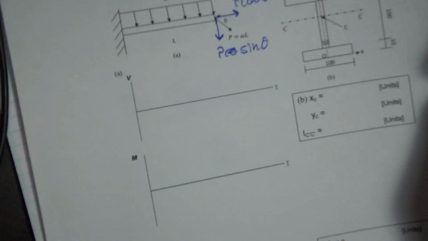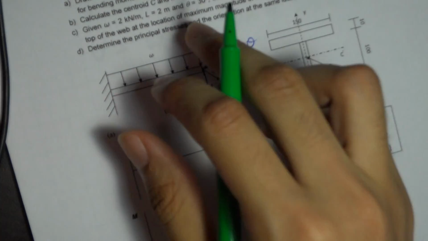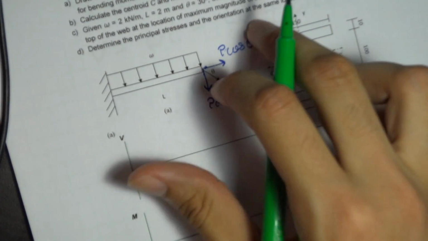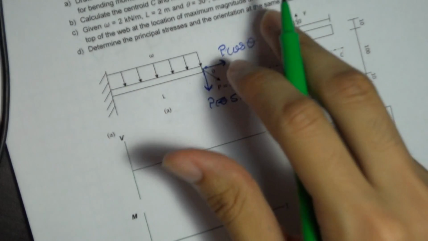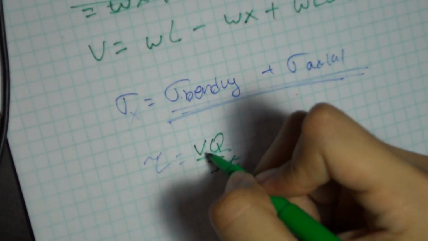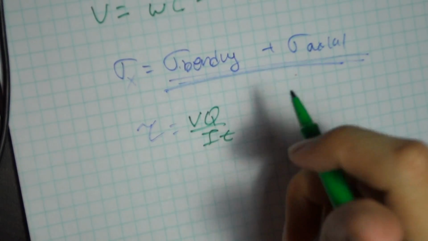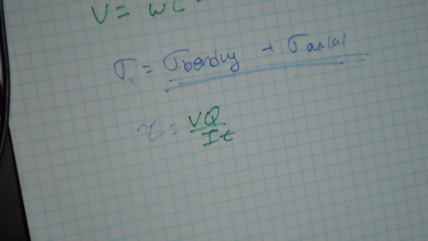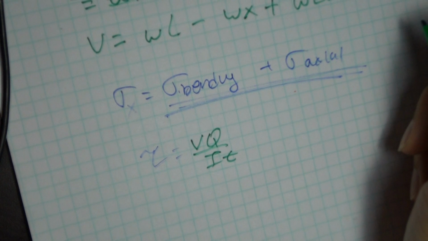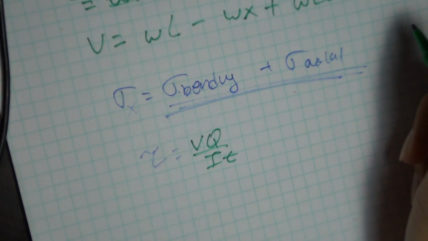Let me find the instructions here. Oh, at the location of the maximum bending moment. So wherever your maximum bending moment is, you want to find the shear at that location and use that here. This Q value, I always mix up Q. Q is the area times the distance to the point that you're looking at.